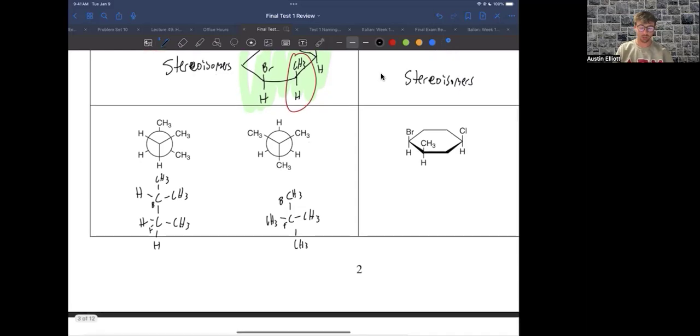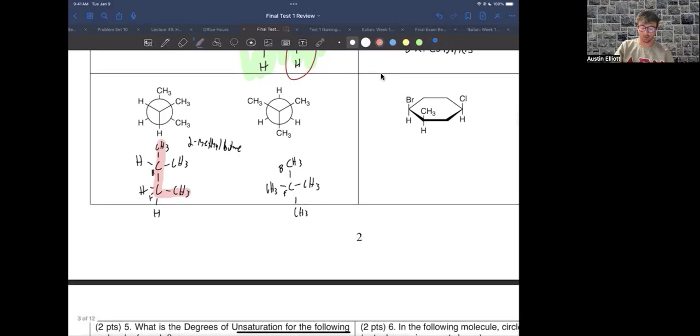So now we have to look at the name. So when we do that, right here we get 2-methylbutane, and then over here we get 2,2-dimethylpropane. And that means since the names are different, the connectivity is going to be different, and that gives us constitutional isomers.